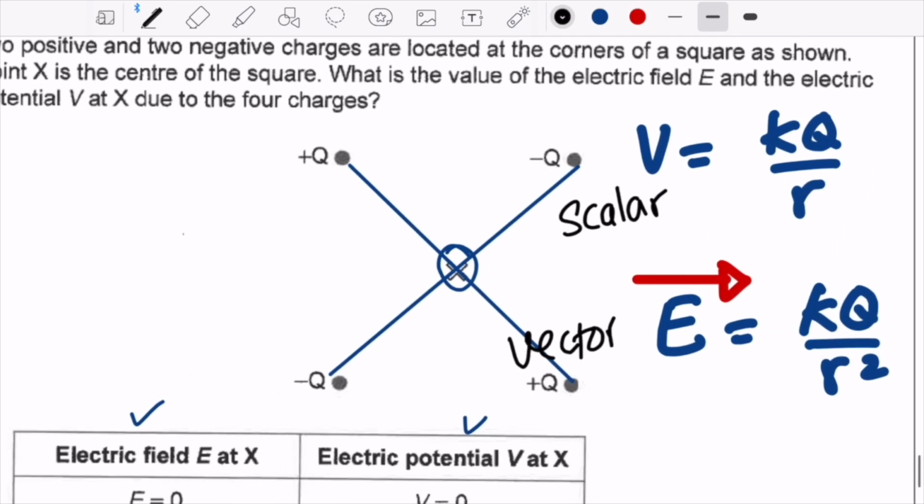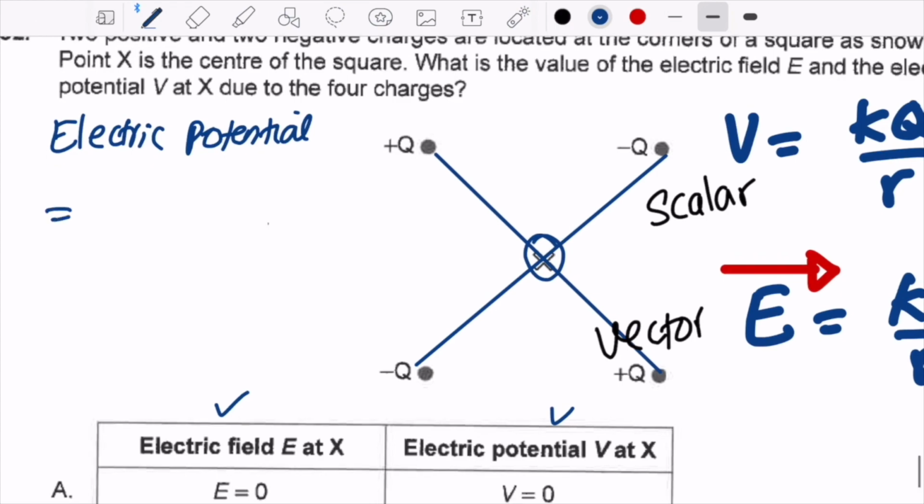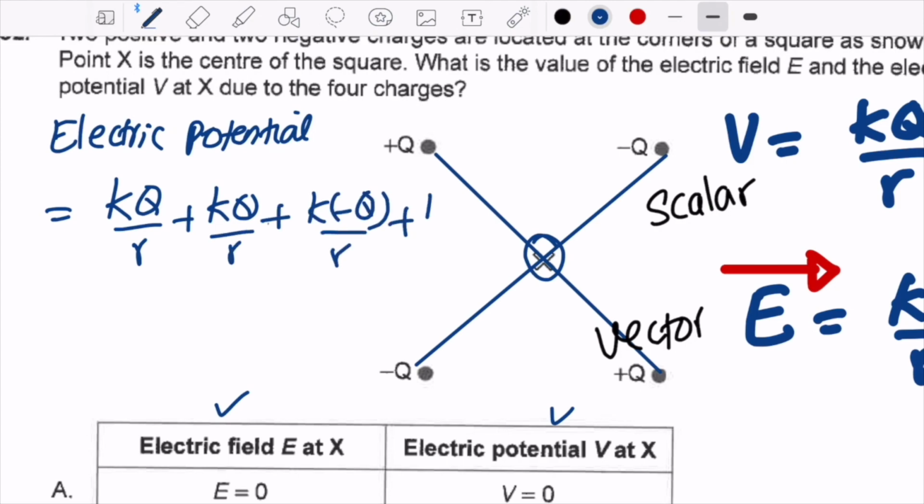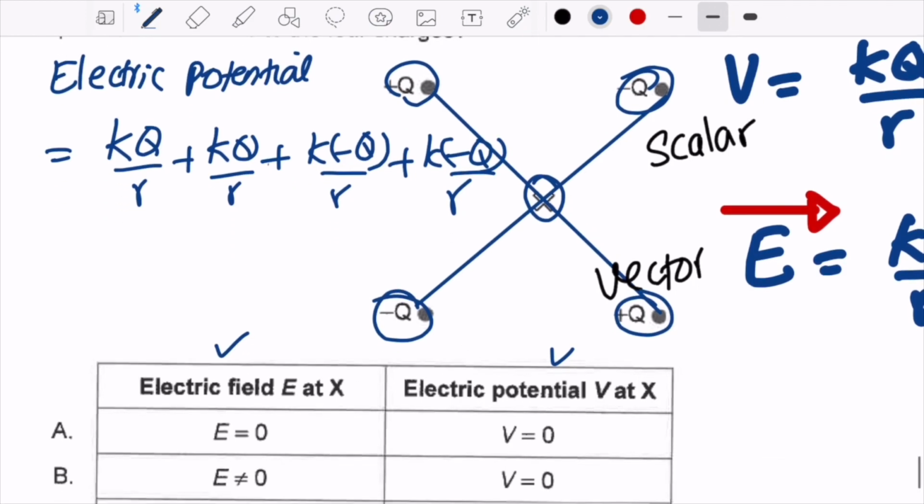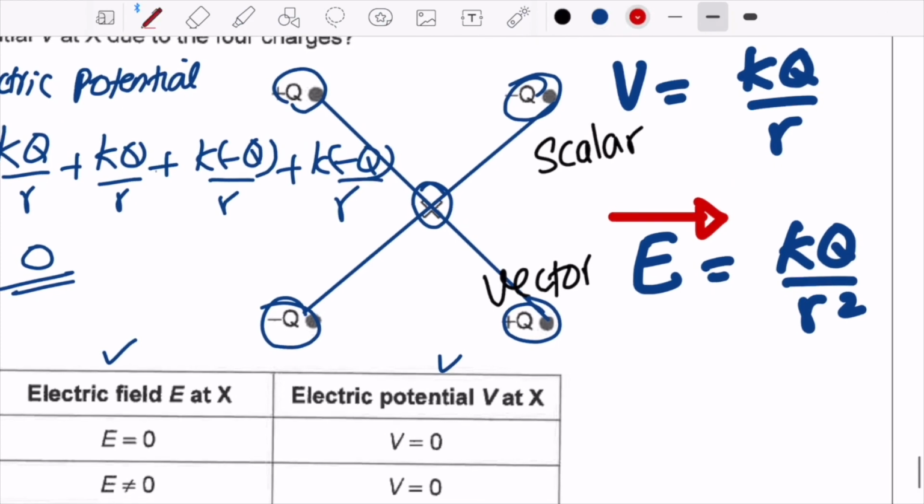Let's think about electric potential. Total electric potential: you don't have to think about directions, you just add them. Equals kQ over r, kQ over r, plus k minus Q over r, k minus Q over r. You see, 2 minus charges and 2 positive charges with equal magnitude, so you will get 0. That's pretty simple. But when it comes to electric field strength, you have to think about direction.